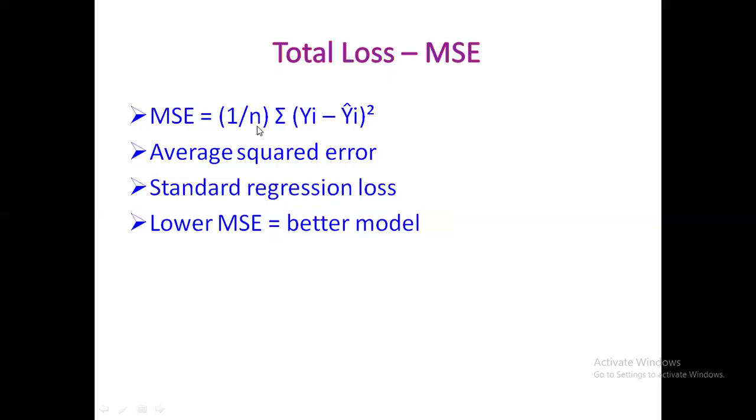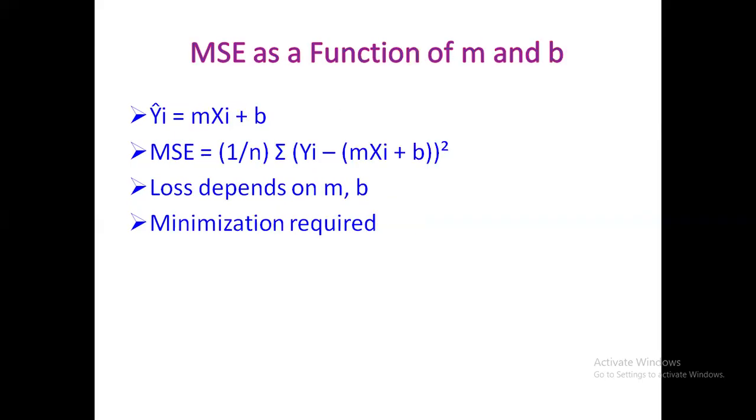This single number presents the overall quality of the model's prediction. The smaller the mean squared error, the closer the model's predictions are to the actual values, making it a standard and widely used loss function for regression predictions.